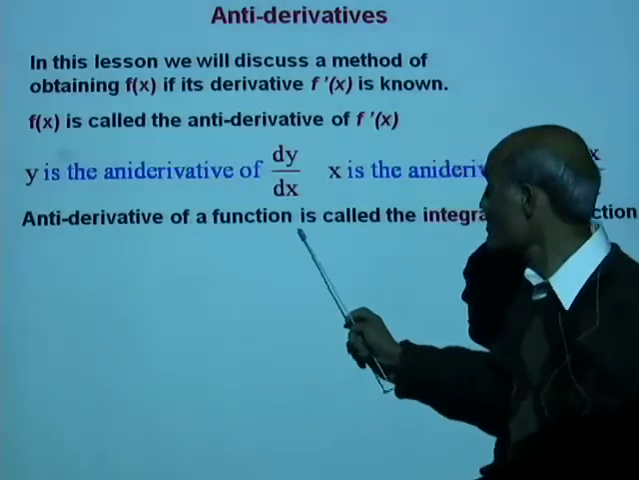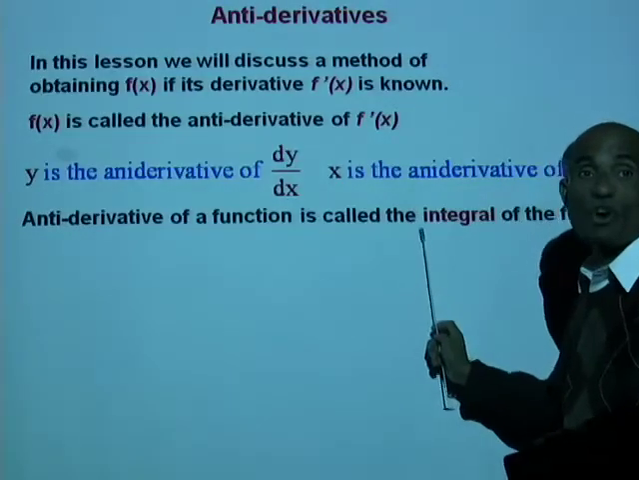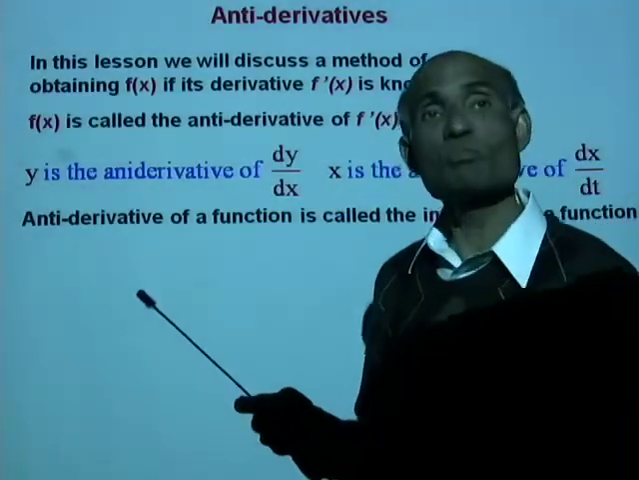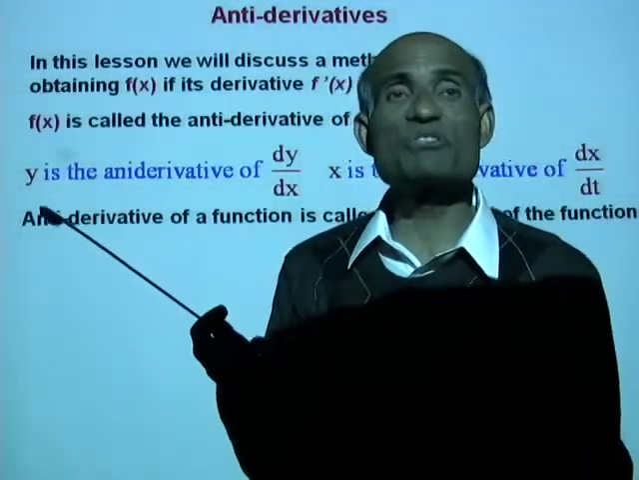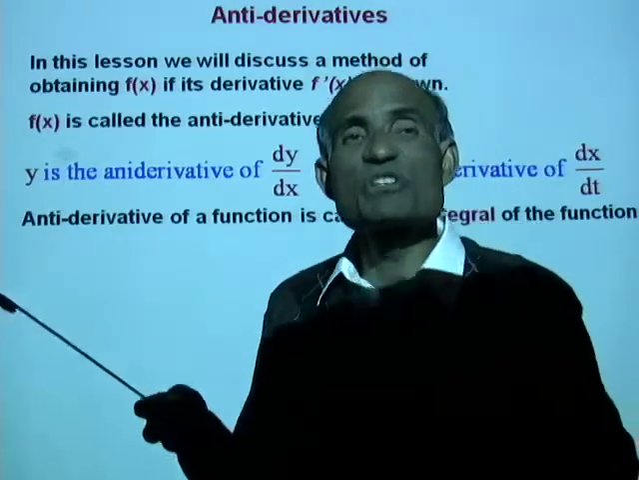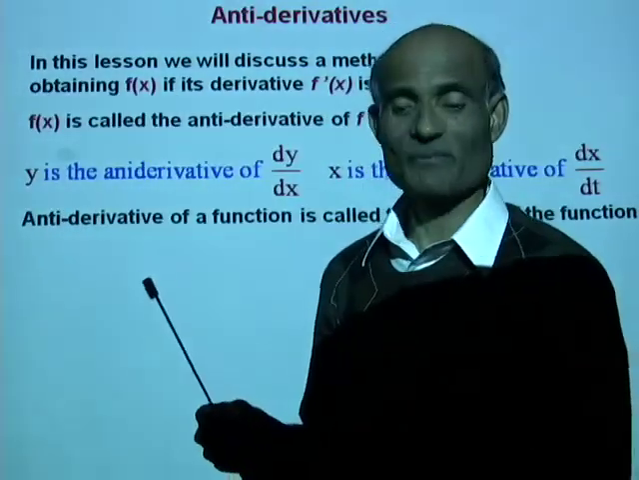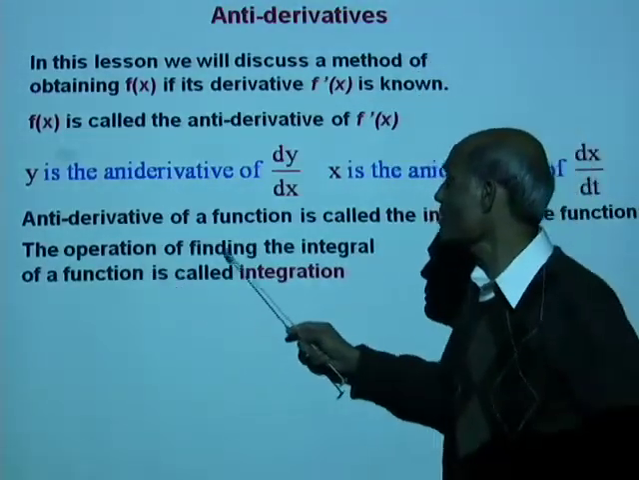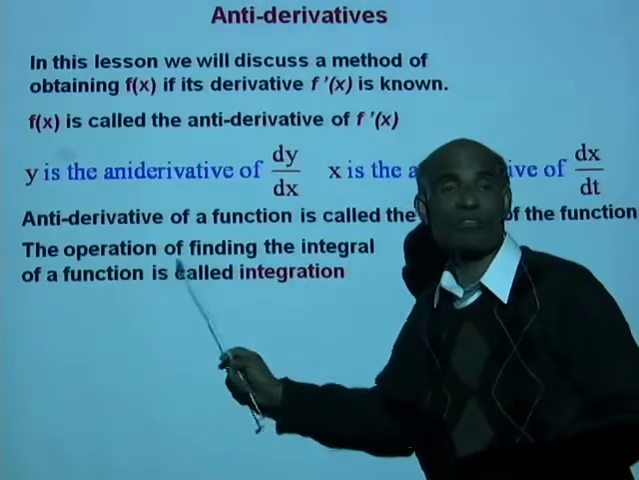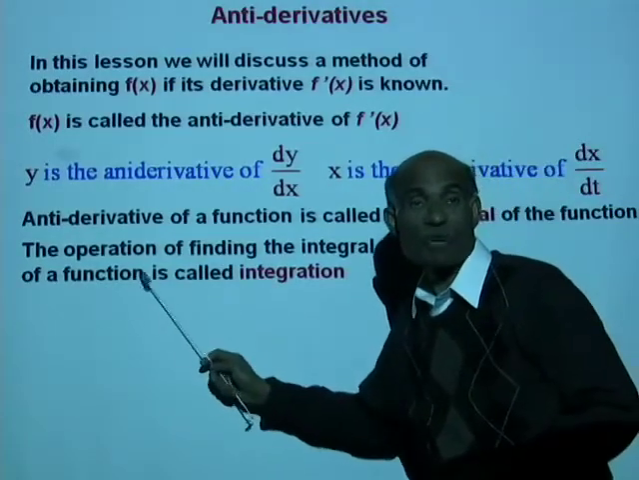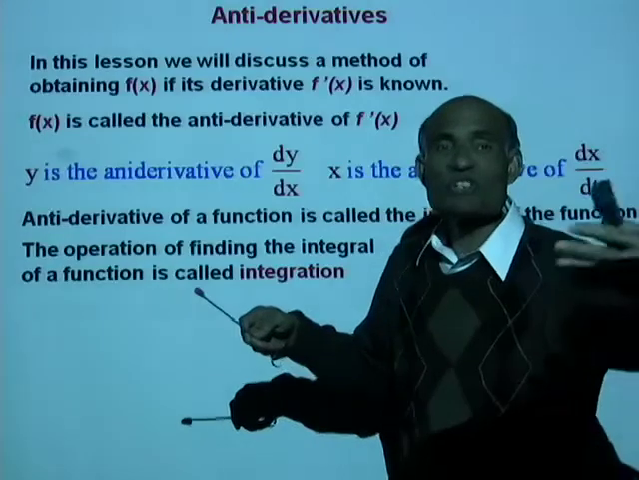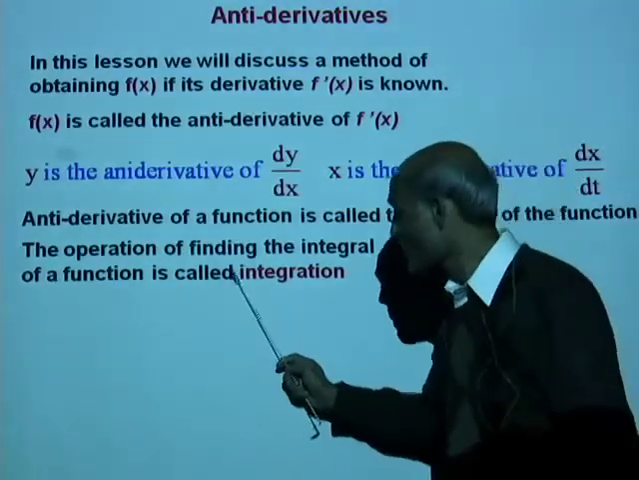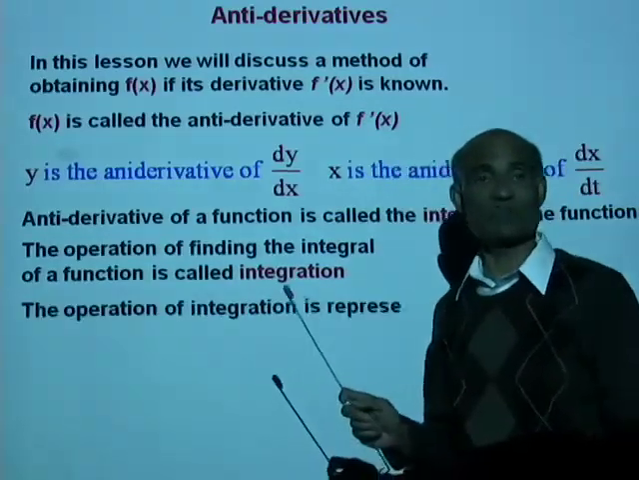The antiderivative of a function is called the integral of the function. The integral, or the process of finding the antiderivative, is called integrating the function. The process is called integration, the operation of finding the integral of a function. Remember, the integral of a function is the antiderivative of the derivative function. And the process is called integration.